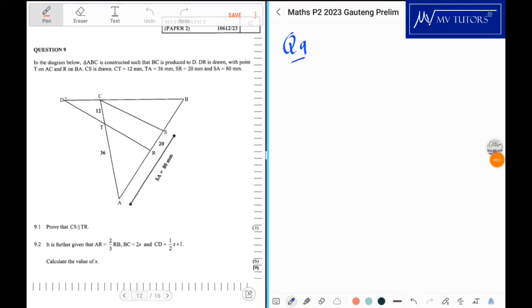Question 9. In the diagram below, triangle ABC is constructed such that BC is produced to D. DR is drawn with point T on AC and R on BA. CS is drawn. So we have CT as 12 millimeters, TA as 36 millimeters, SR as 20 millimeters, and SA as 80 millimeters.